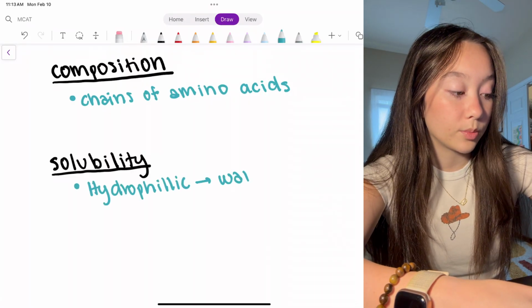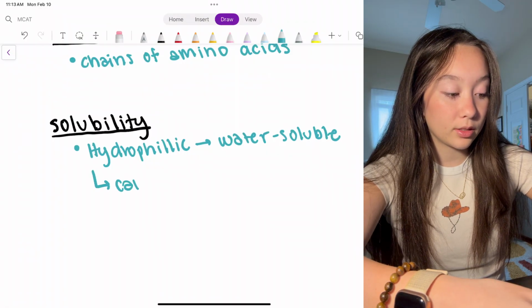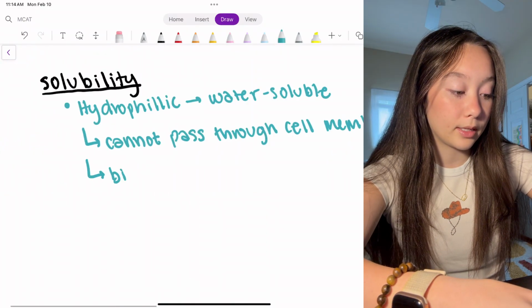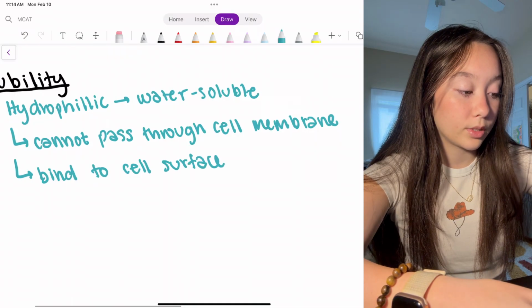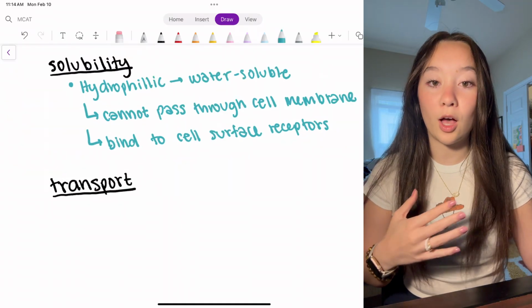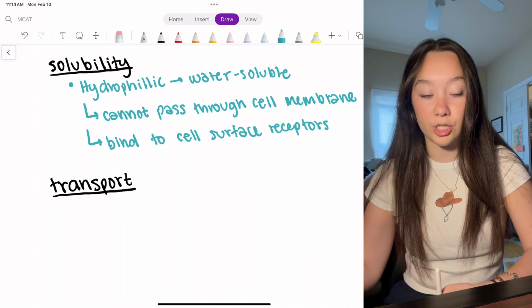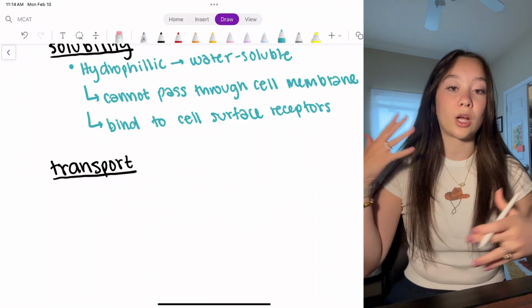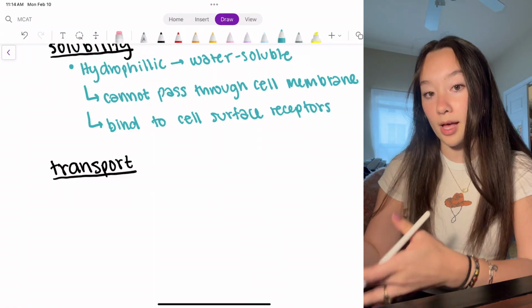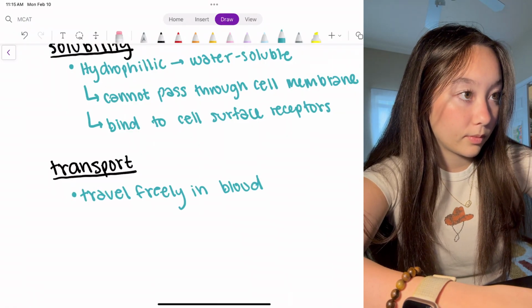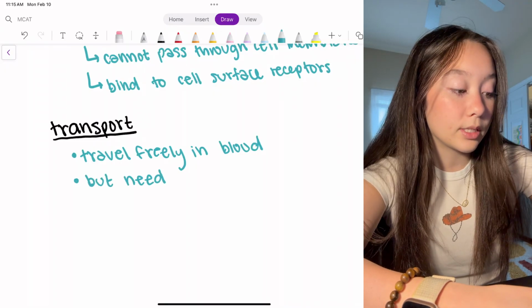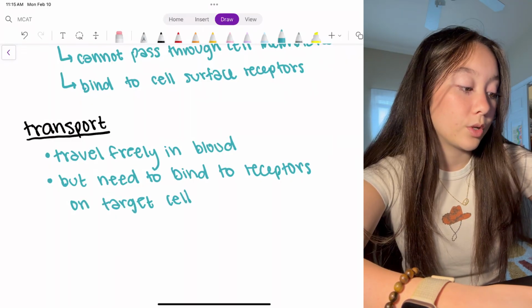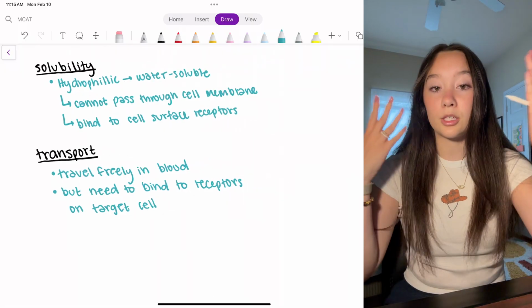Hydrophilic or water soluble, which means they cannot pass through the cell membrane. So instead they have to bind to cell surface receptors. The next thing we're going to talk about is transport, so how they are transported throughout the body before actually reaching the cell. Since these peptide hormones are water soluble, they are going to be able to travel around freely in the bloodstream before arriving at a target cell. So they travel freely in the blood, but they're going to need to bind to receptors on the target cell, which we already talked about above in solubility, since they can't just go straight through the membrane.